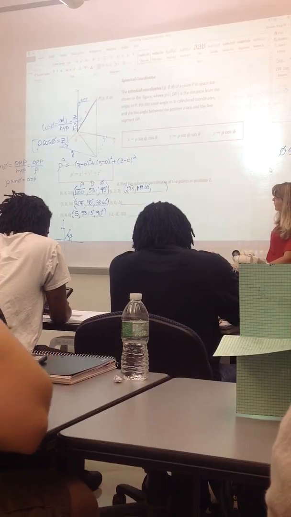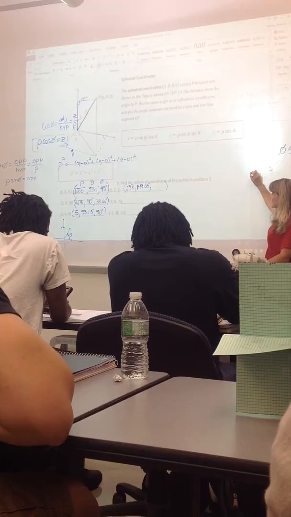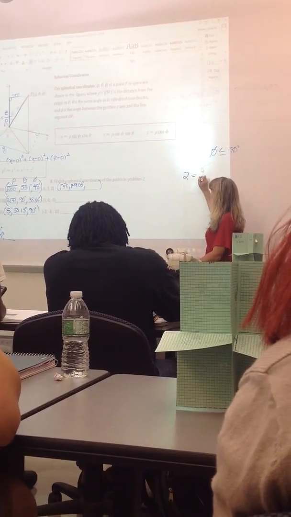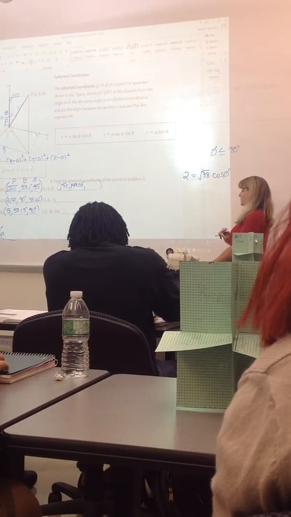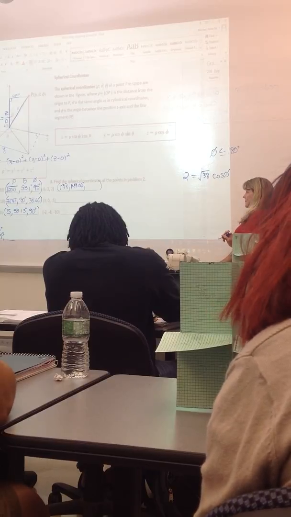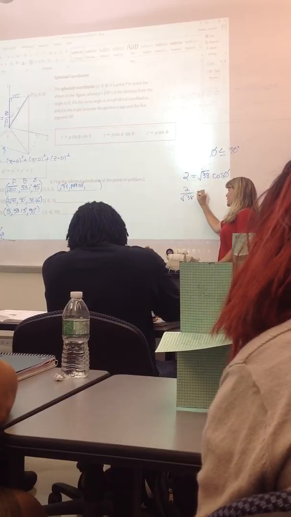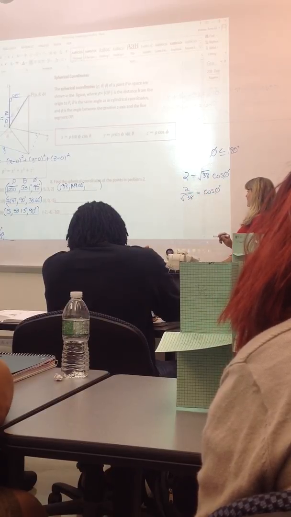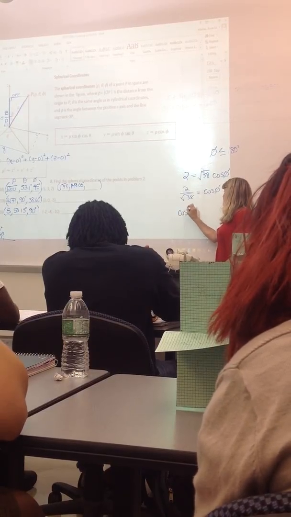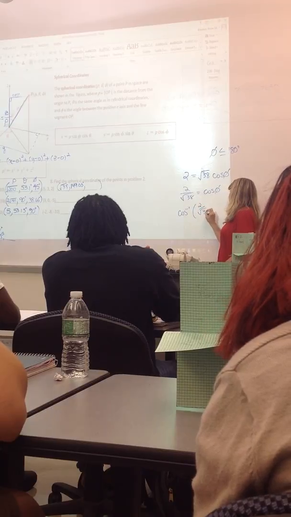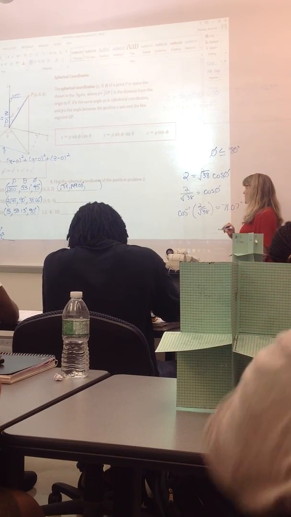And then phi, we're going to go back to using z to find phi. So z is 2, rho is the square root of 38. And so 2 divided by the square root of 38 is equal to cosine of phi. And so we're going to do inverse cosine. 71.07. Do other people agree with that?